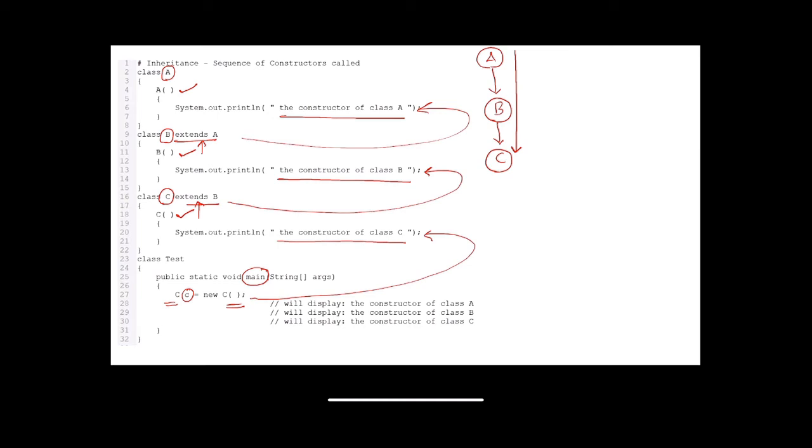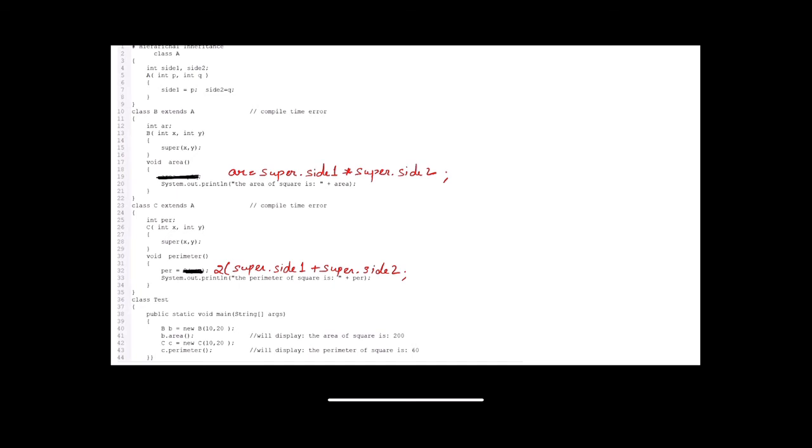So the constructor of class A will be printed first, then the constructor of class B will be printed second, and at last the constructor of class C will be printed. So next let us see the example of hierarchical inheritance.